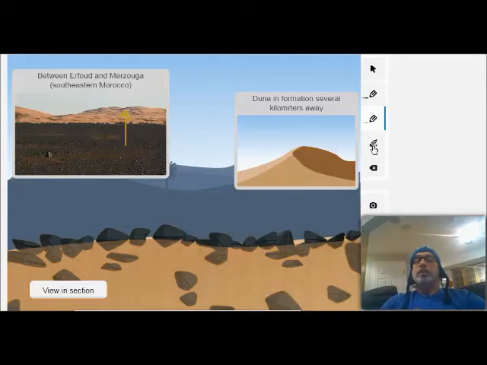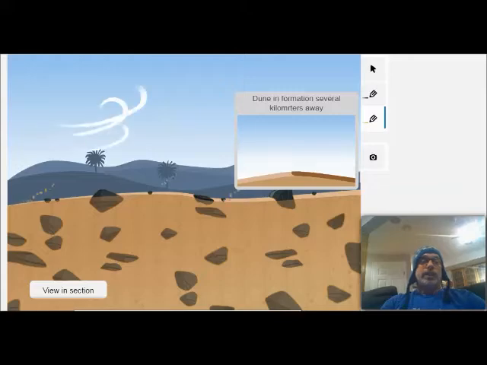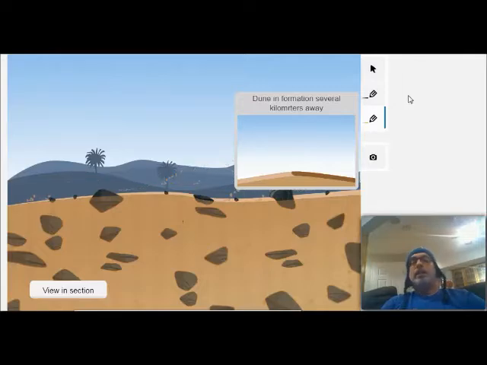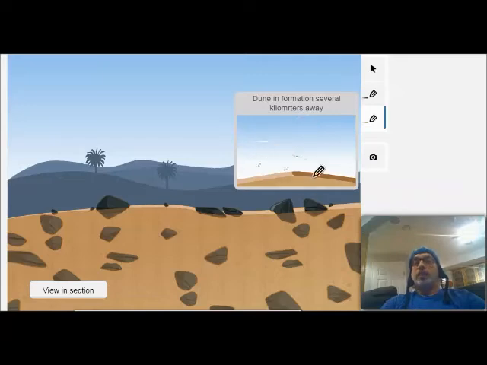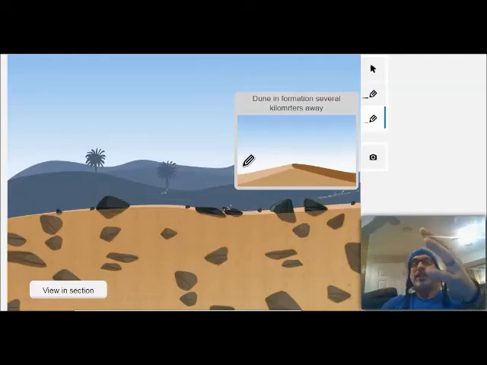Now let's take a look at the sand dunes. If we run the animation again and follow all this sediment way down this way, we come into the area of the sand dunes. This is where all of this fine sediment gathers, and this fine sand and sediment starts to form what we call sand dunes.